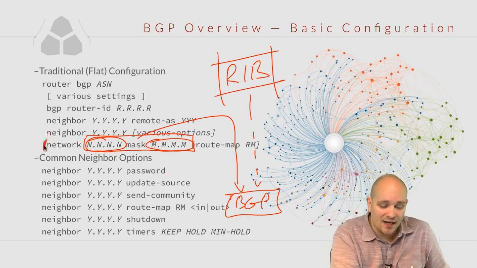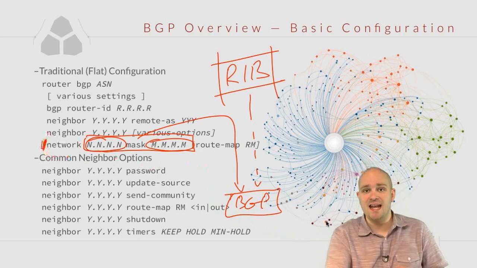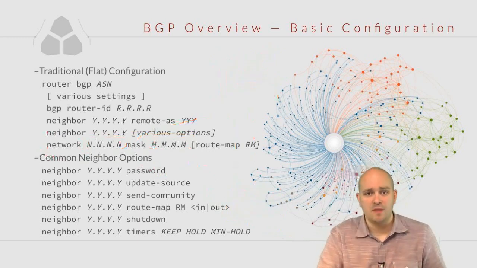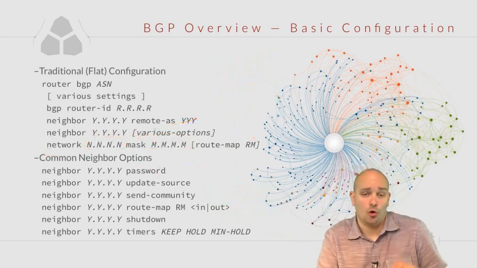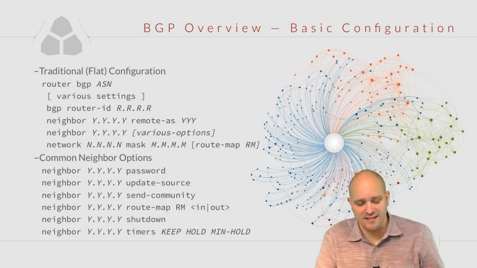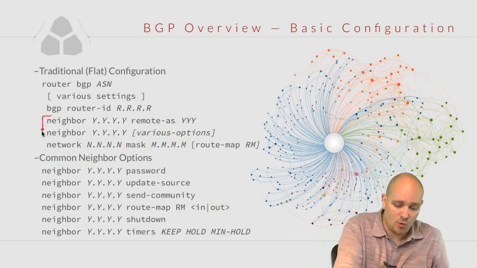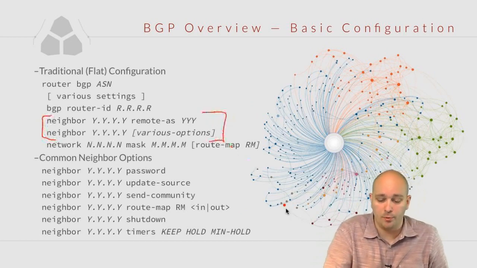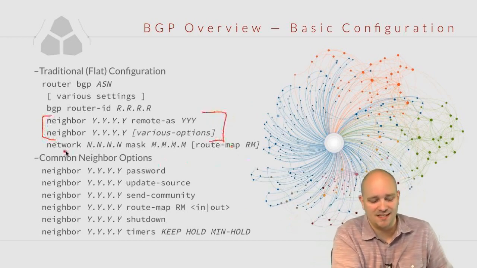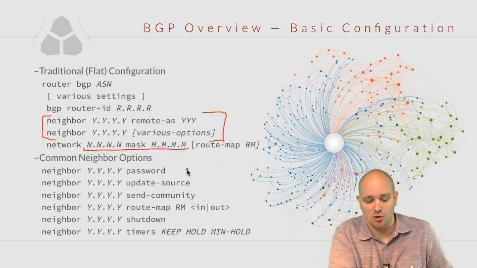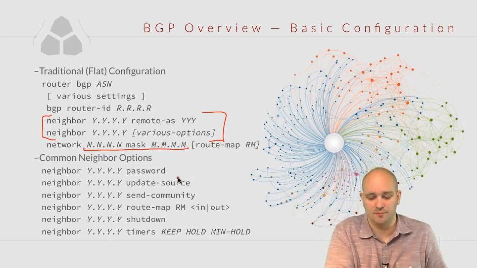So unlike IGPs, where the network statement actually enables the protocol on a particular subnet, on a particular set of interfaces, in BGP it actually doesn't do that. In BGP you activate the protocol on a per neighbor basis using the neighbor statements, and with the network statement you actually advertise the exact route that you want.